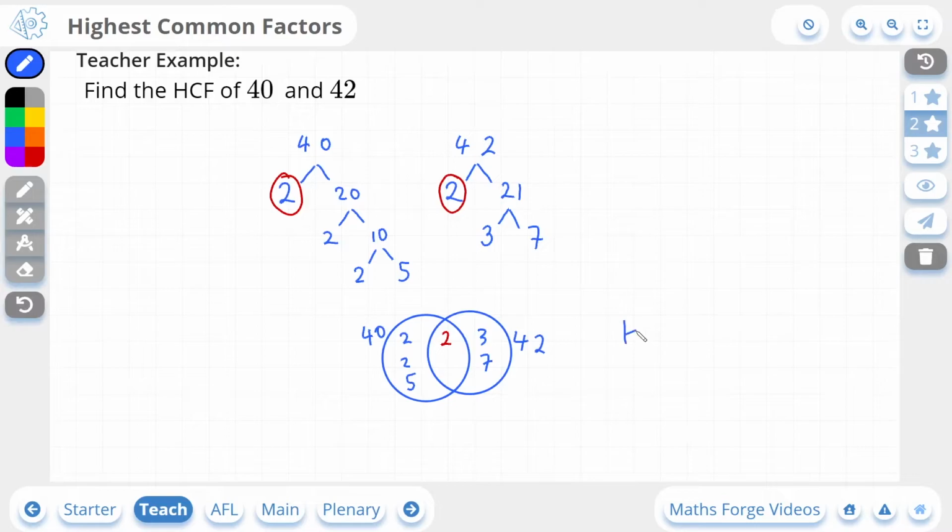And remember, the highest common factor is obtained by multiplying the numbers in the central region of the Venn diagram. Since we only have a 2, it's just going to be a 2. And if we check our answer, there it is.